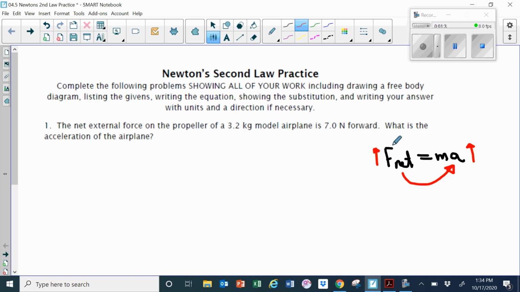So that's Newton's second law, which is probably one of the most important laws in all of physics, aside from Einstein's E equals mc squared. This is a very important law, and we're going to use this during the year. So let's take this step by step.